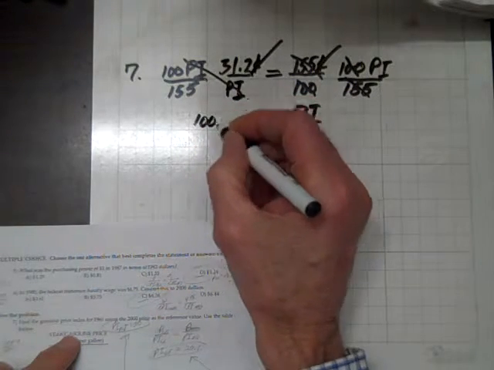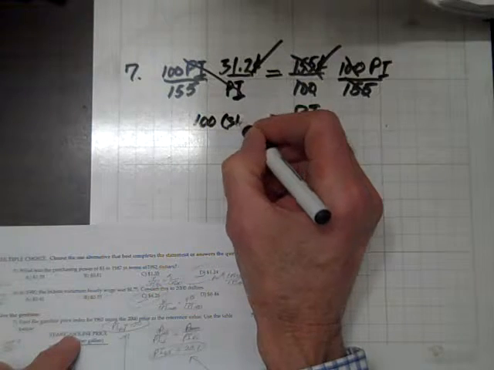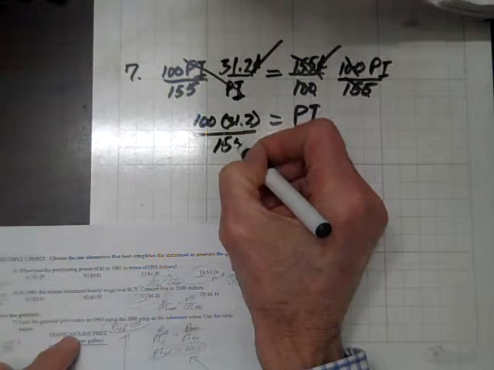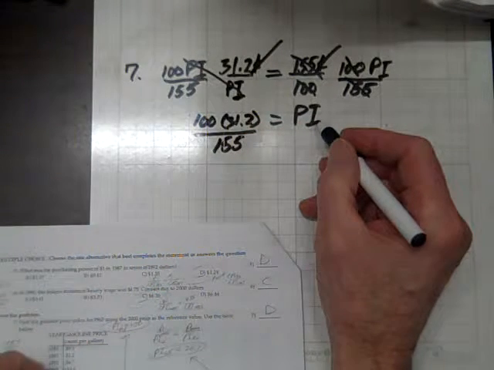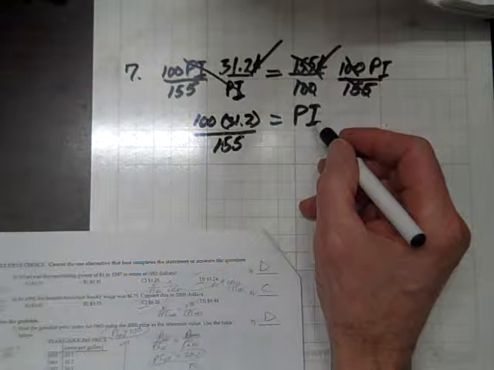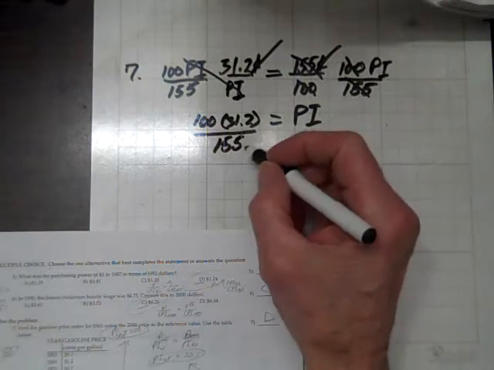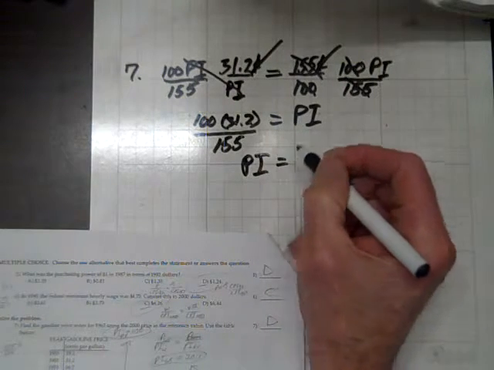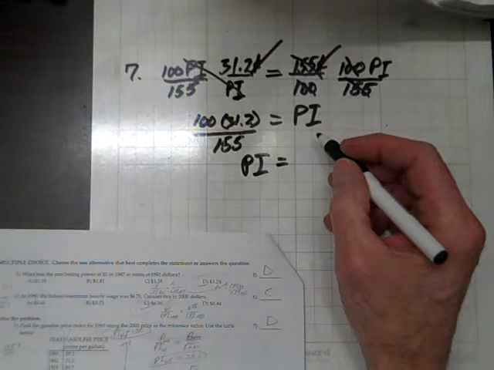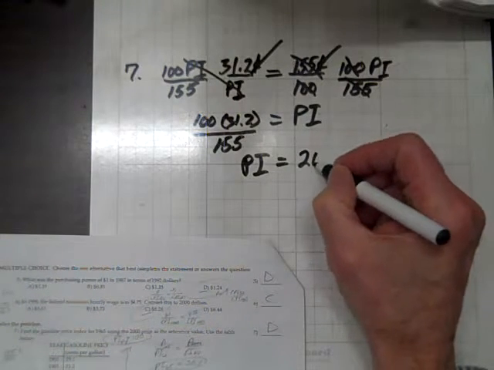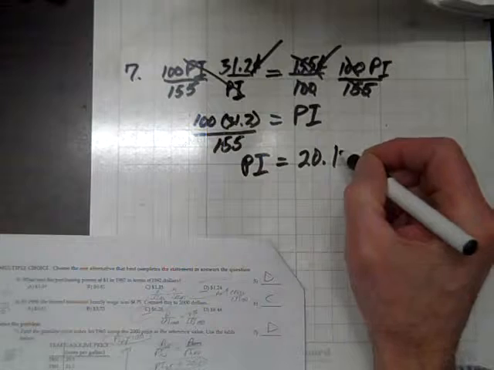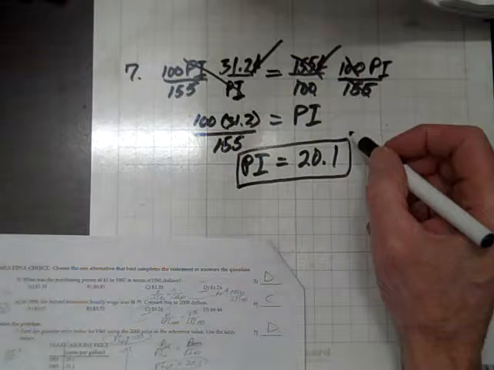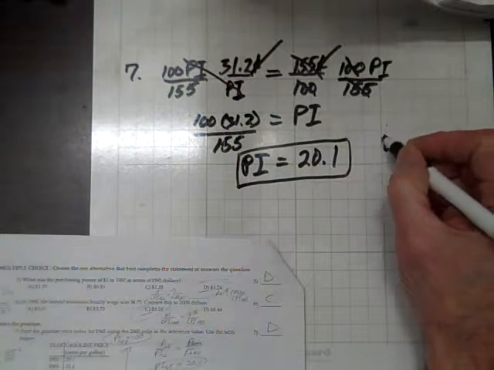And so we have 100 times 31.2 divided by 155, and that's going to equal the price index. And when we carry out that product and quotient, what we get is P sub I, the price index, equals 20.1. And we're going to use this 20.1 price index in the next problem. By the way, that option was D.